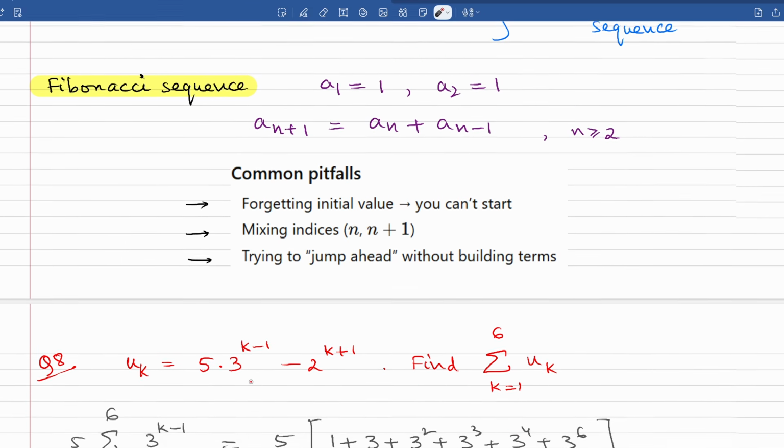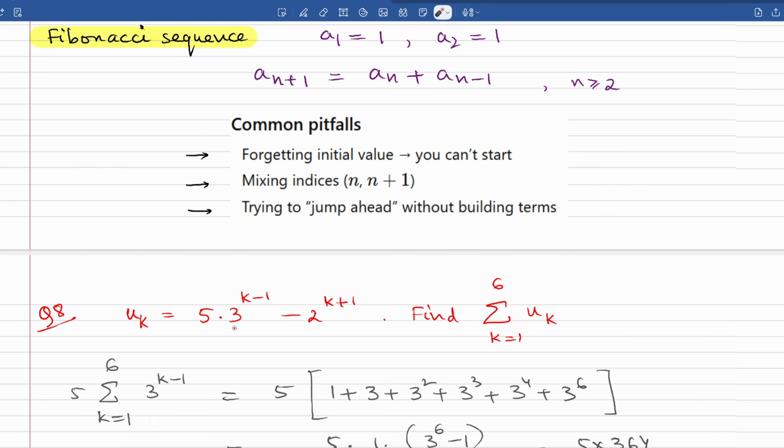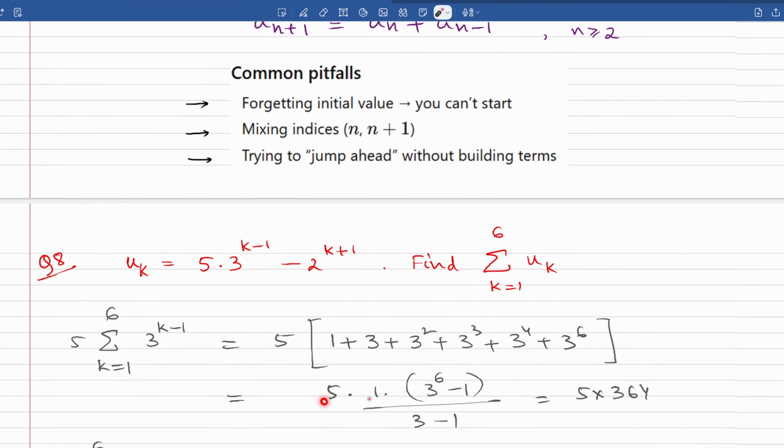So there are 6 terms in the beginning. So it will be 5 times the sum from k equal to 1 to 6 of 3 to the power k minus 1. So this is basically 5 into 1 plus 3 square plus 3 cube plus ... 3 to the power 6, a total of 6 terms. Use the sum of GP for finite number of terms and you will end up with 5 times 1 times 3 to the power 6 minus 1 divided by 3 minus 1, which is 5 times 364.